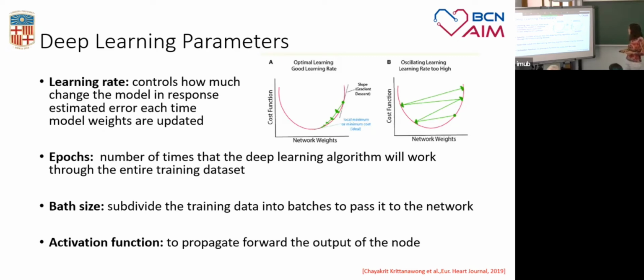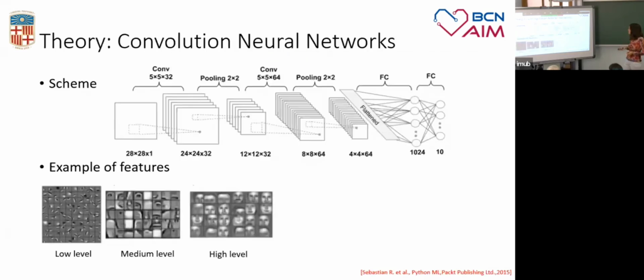Another one that I want to mention is the activation function, which passes the output forward to the next layer of the deep learning model. Now you have an overview of how deep learning works. We will go to the convolutional neural network, where you have several filters to extract features, like, for example, the edges, the curvatures, and also something more sophisticated.